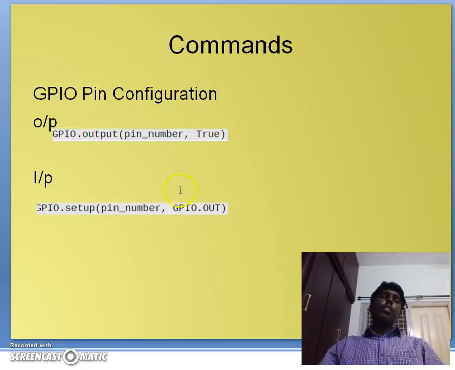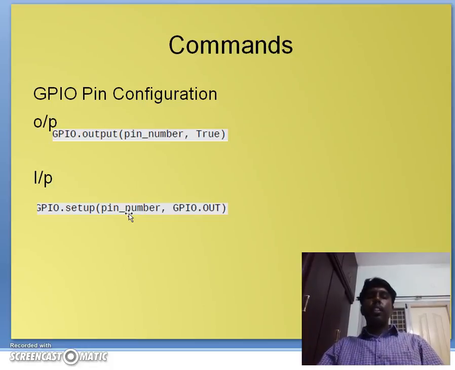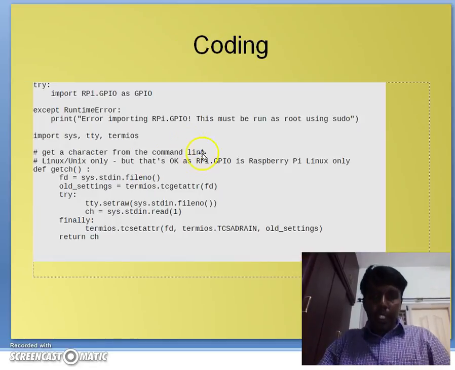Then you have the commands to set the GPIO pins, whether they are input or output, which pins you need to set for input and which pins you need to set for output. These are the configuration numbers you need to give initially to set up the GPIO connectivity between the robotic vehicle and the Raspberry Pi console. And this is the beginning of coding.